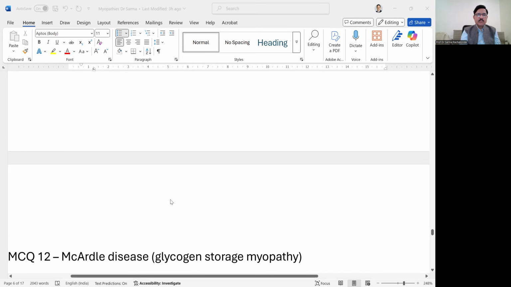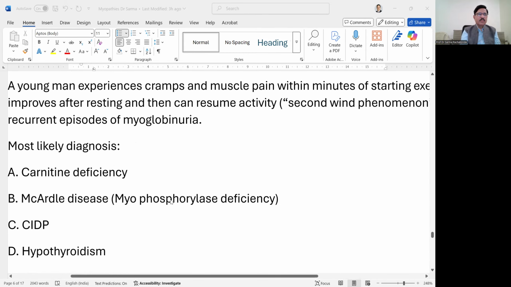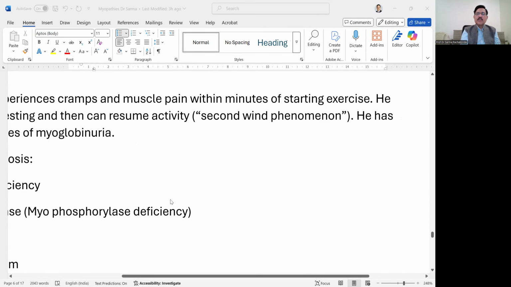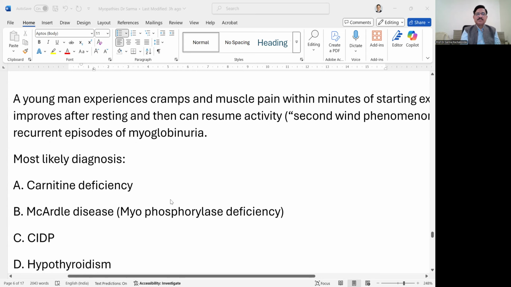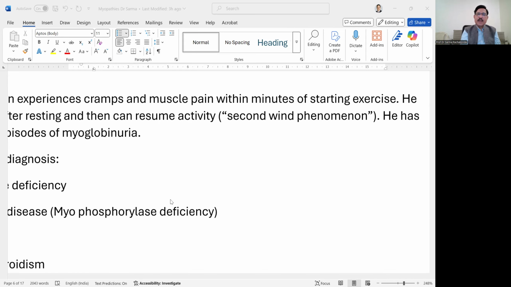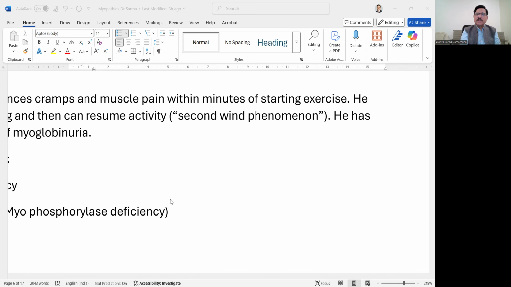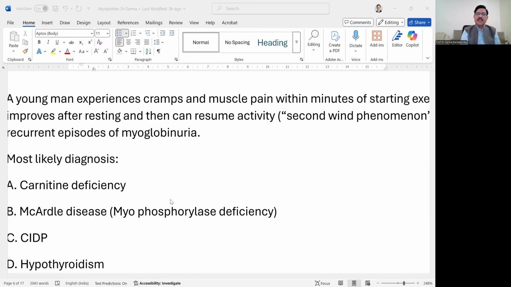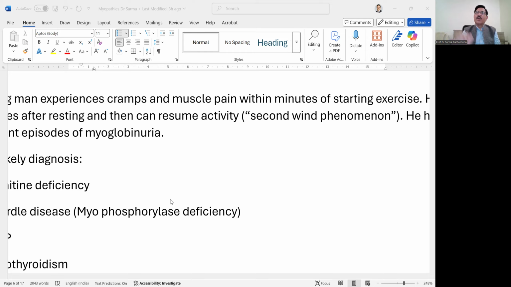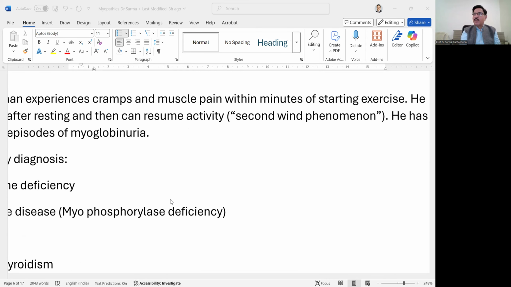A young man experiences cramps and muscle pain within minutes of starting exercise. He improves after resting and then can resume the activity. So you give him a little rest, again he can continue. He has recurrent episodes of myalgia. That is called the second wind phenomenon.